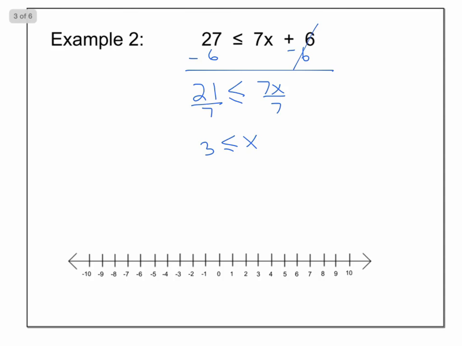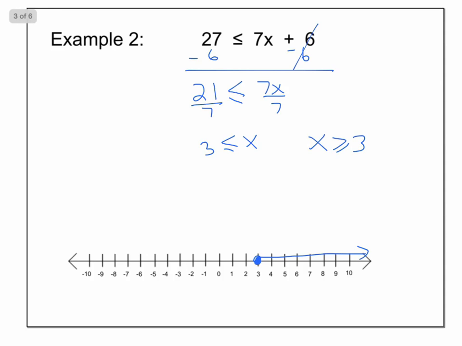Now, it's important to note that 3 is less than or equal to x is the same as x is greater than or equal to 3. So we can write that solution either way. I'm going to go ahead and put a closed circle on positive 3 and highlight all of the values that are greater than 3.